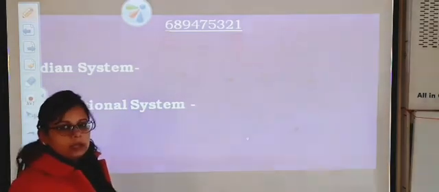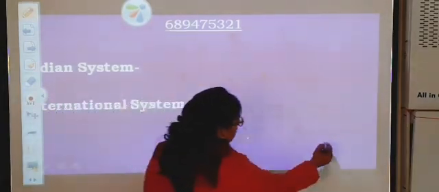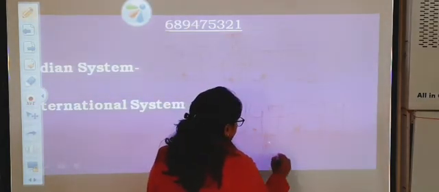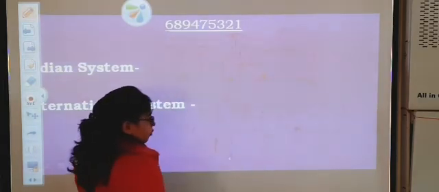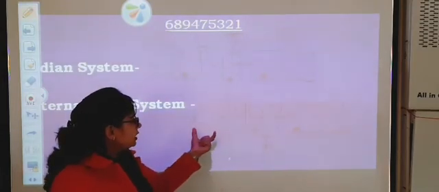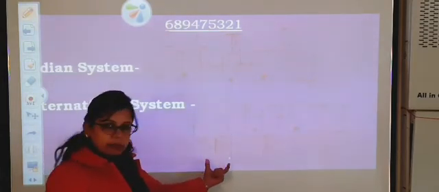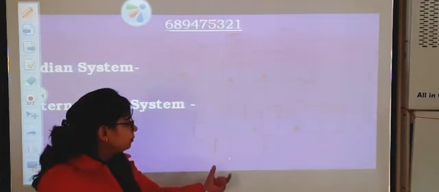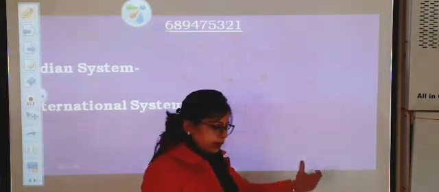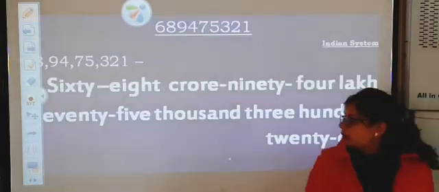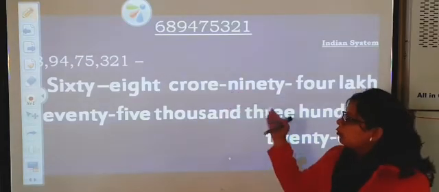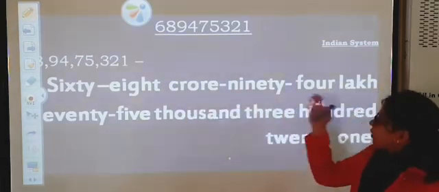Now what are the group names? First, from here, that is the ones group, then we have the 1000 group, and then we have the million group, okay. No lakh, no crore. So here the 3-digit number, that is 689, means 689 lies in the millions group, so it will be 689 million, then 475,000 and then 321. So children, see, this is how we can write the number name, or we can write the numbers in words.